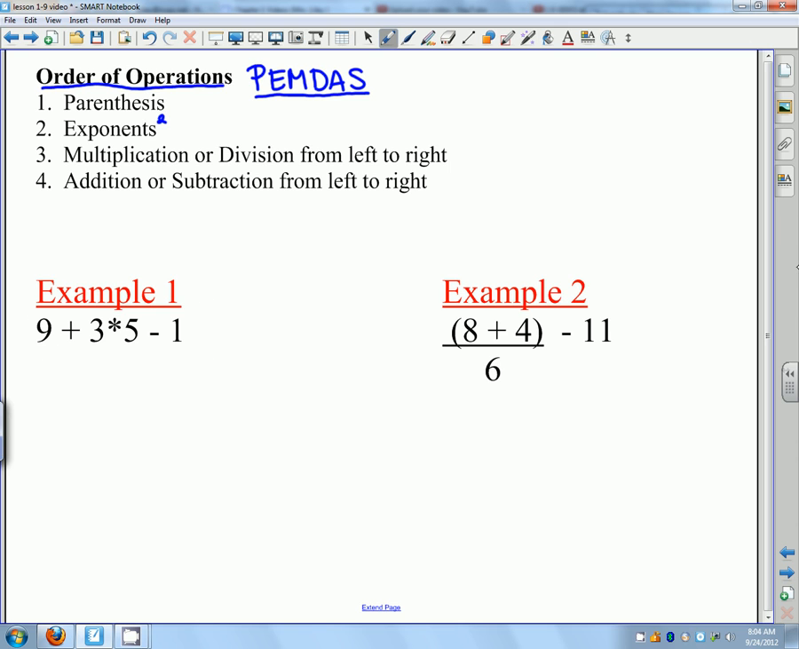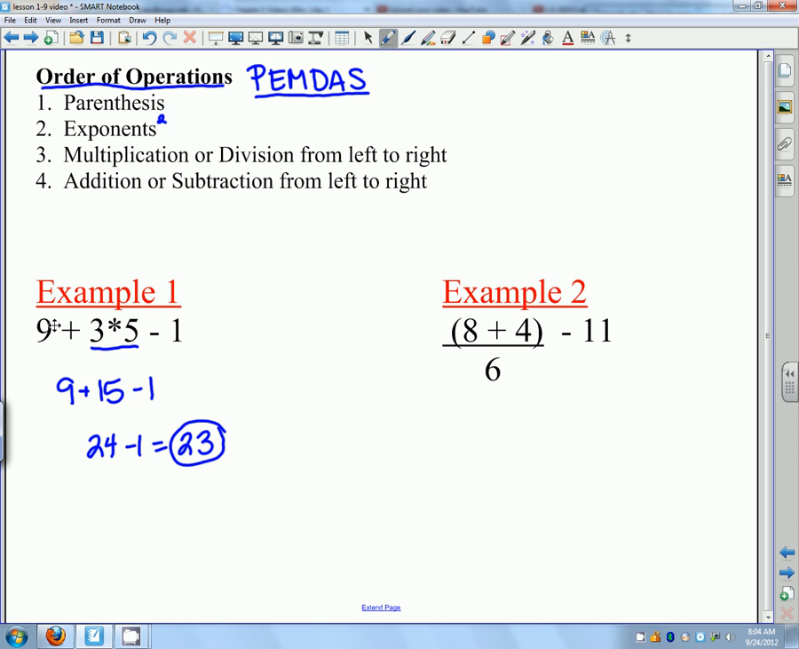When you look at a problem like this, you should look right here and see this is multiplication, so that has to go before addition and subtraction. So when I rewrite this, I would write 9 plus 3 times 5 is 15 minus 1. You cannot just do 9 plus 3 times 5 minus 1. You'll get a totally different answer. So you need to do 9 plus 15, which is 24, minus 1, and you get an answer of 23.